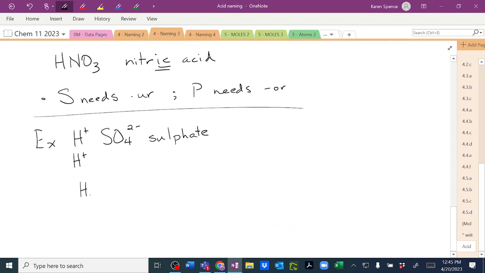We would have H2SO4, and we might want it to be sulfic acid. That might be what we'd think originally, but it's not, because we need that extra "ur" so it's going to be sulfuric. Sulfuric, we usually say sulfuric acid.